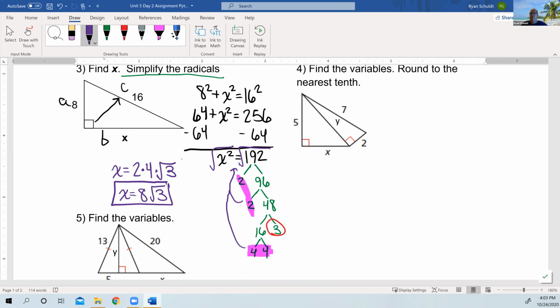Okay, number 4. Find the variables. So we have 2 variables, x and y, that we have to find. Round to the nearest tenth. So remember what I said. We have to start with the triangle that has 2 numbers. We don't want 2 variables. We want 2 numbers. Does this triangle right here have 2 numbers on it? No. Can't use it. Not right now, at least. So we have to use this one.